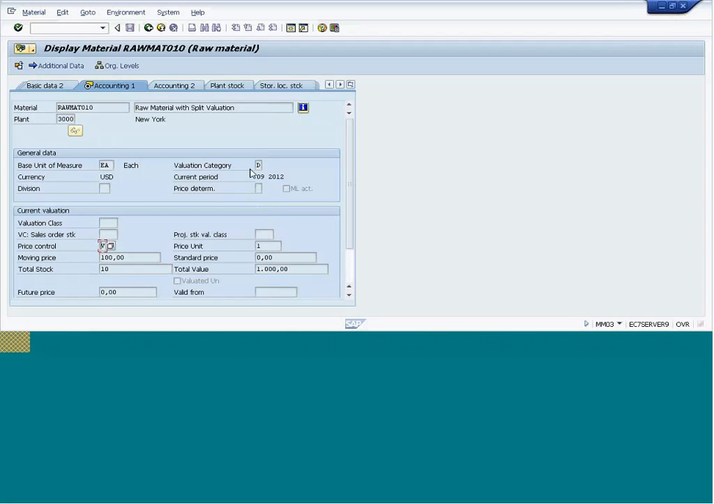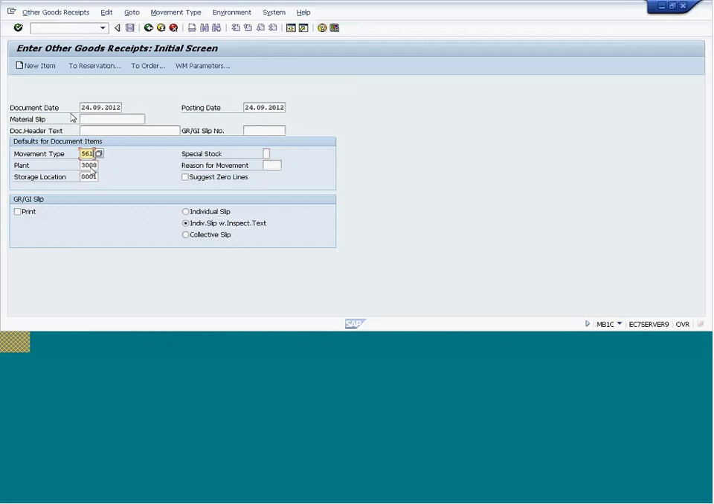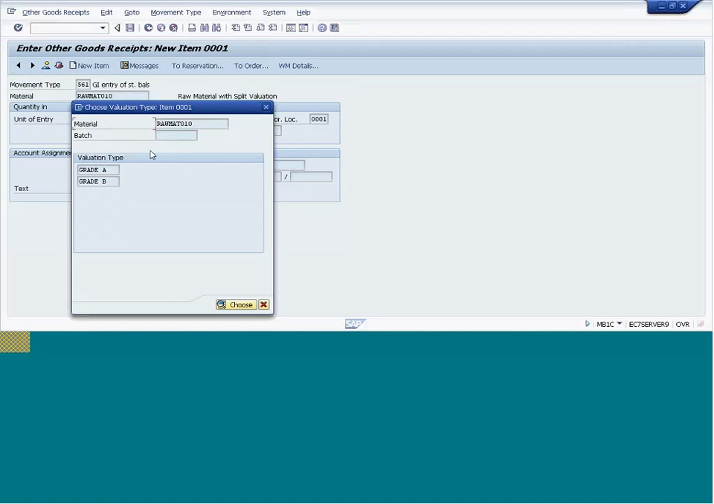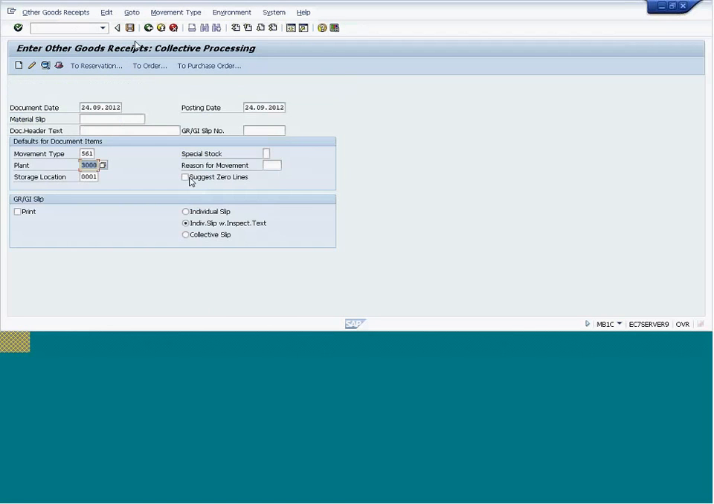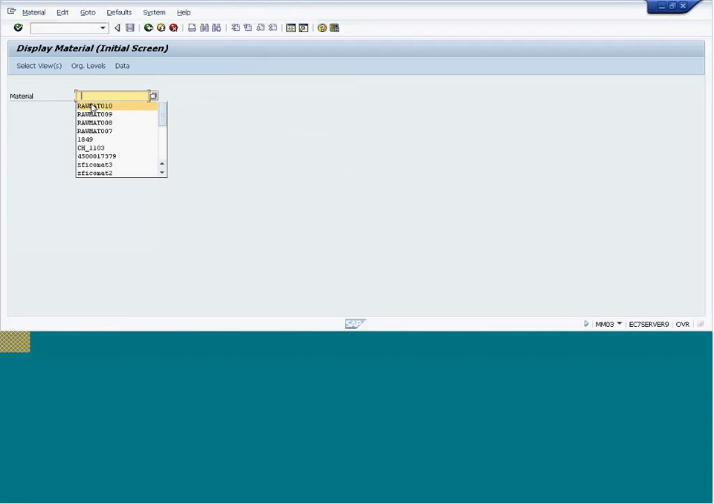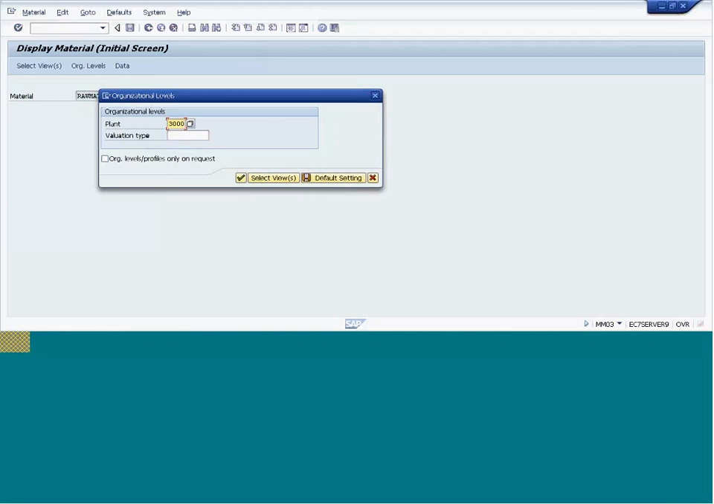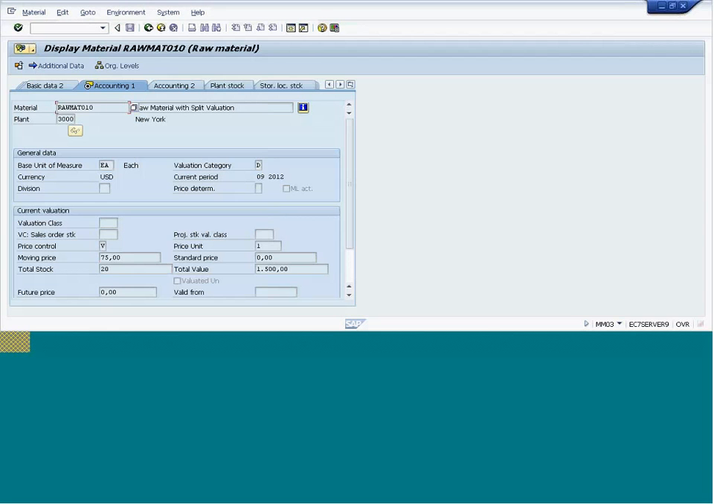Okay. Now I am going and procuring with MB1C one more time, movement type 561, same material, and giving 10 more quantity, and this time B, and I'm saving this. Let's go to MM03 and see the material. What happens? You see 20 quantity. One was $500, one was $1,000, and the moving average is 75.